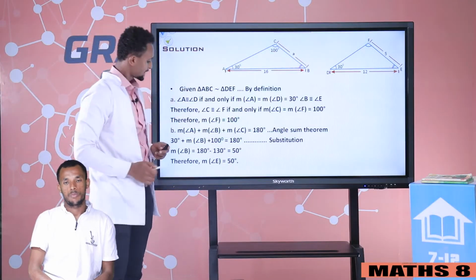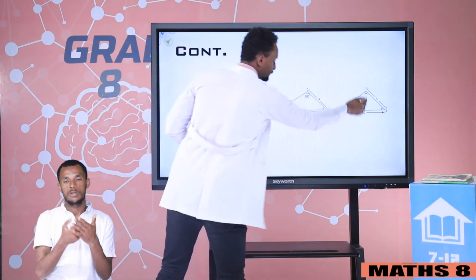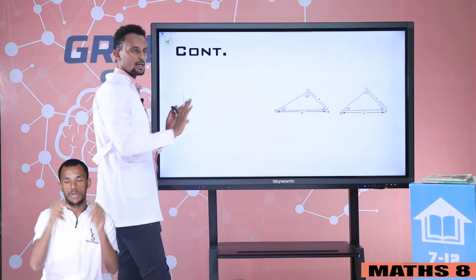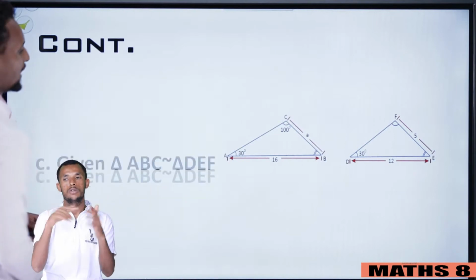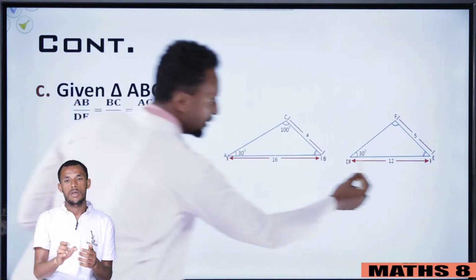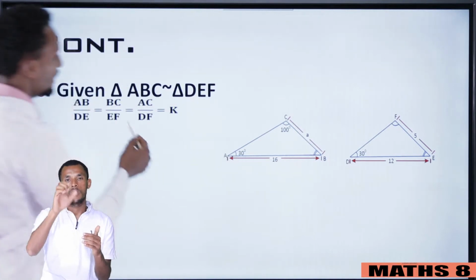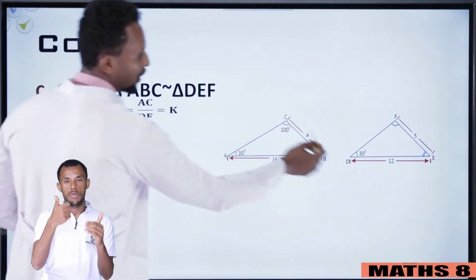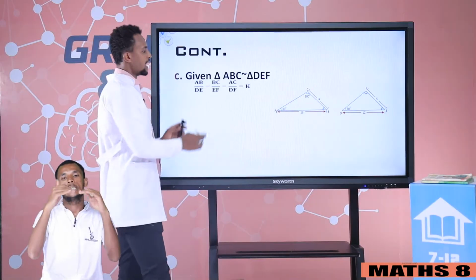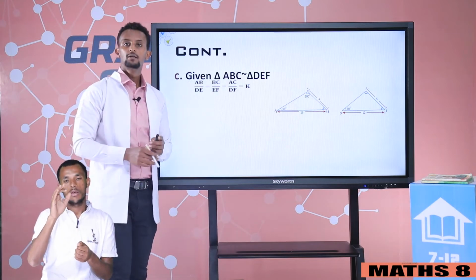So let's come to the last one, C. In the case of C, these sides have to be always proportional. If the two triangles are similar, their sides are proportional. Therefore, AB over DE has to be equal to BC over EF, which has to be equal to AC over DF. This is called the scale factor K. Now, let's substitute the values of AB, DE, BC, EF, and AC, DF.